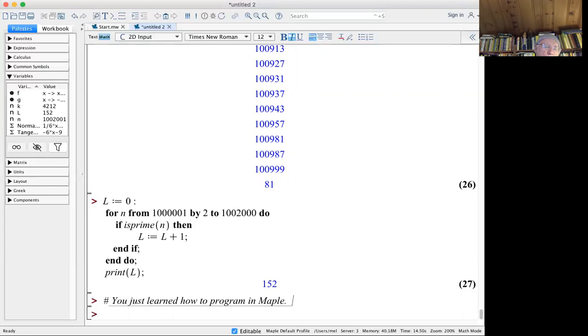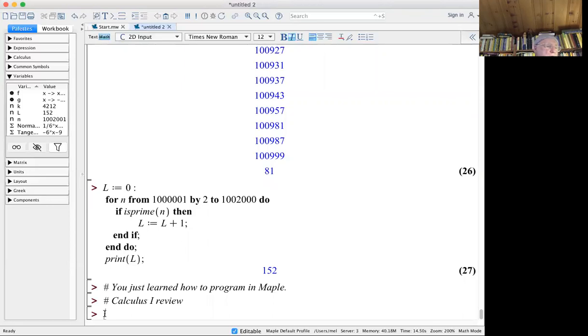Let's do one more problem. Everything we're doing is still Calculus 1 review. Okay.